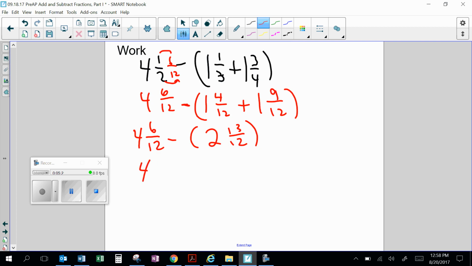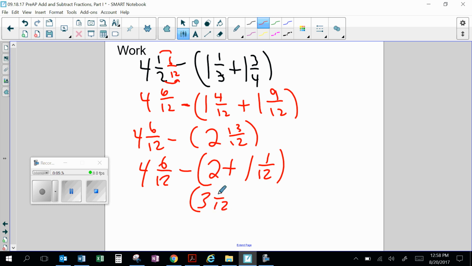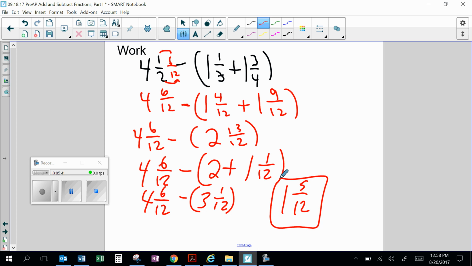So 4 and 6/12 minus 2. 13/12 is another way of saying 1 and 1/12. So what's 2 wholes with 1 and 1/12? That's 3 and 1/12. Can I subtract now 4 and 6/12 minus 3 and 1/12? Yes, I can. I have enough to take away. 4 minus 3 is 1. 6/12 minus 1/12 is 5/12. So that's how much cake Arnold has left over for himself.